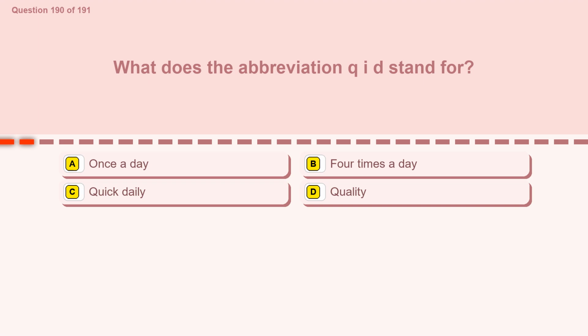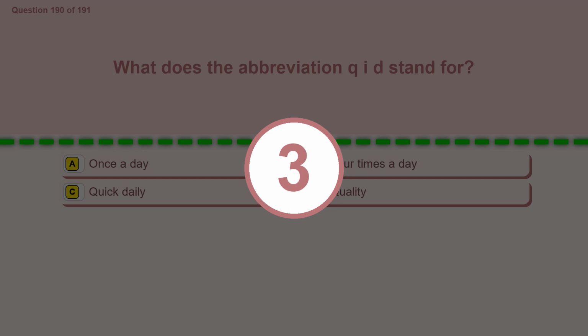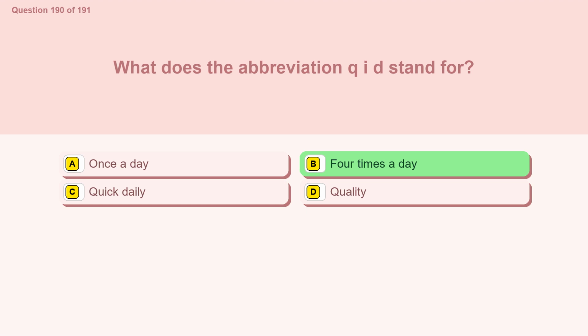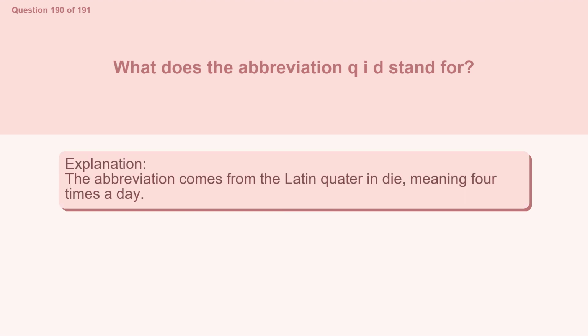Question 190. What does the abbreviation QID stand for? Option A, once a day. Option B, 4 times a day. Option C, quick daily. Option D, equality. The correct answer is option B, 4 times a day. The abbreviation comes from the Latin quater in die, meaning 4 times a day.